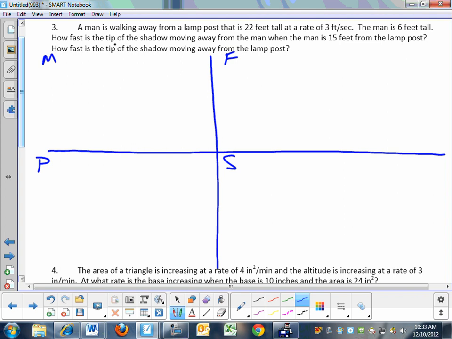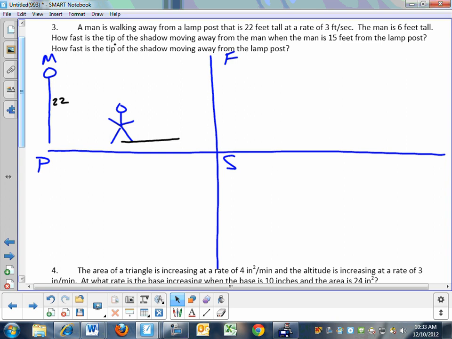We model it. I have a man walking away from a lamppost. Here it is. There's my great lamppost. Here's the guy. The lamppost is 22 feet tall. He's walking away at a rate of 3 feet per second. I'm not going to write that down right now because it's hard to know exactly where to express that, but we'll say that this is the shadow. Yes, very good. Okay, so this right here is going to be his distance from the lamppost. I'm going to call this his distance from the lamppost, and I'm going to call this S, the length of his shadow.